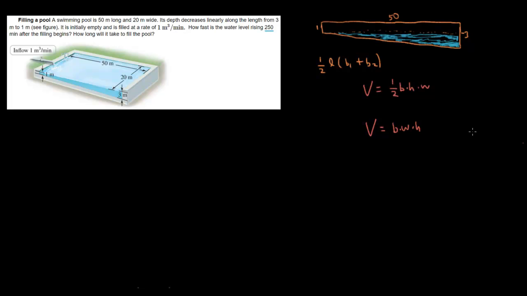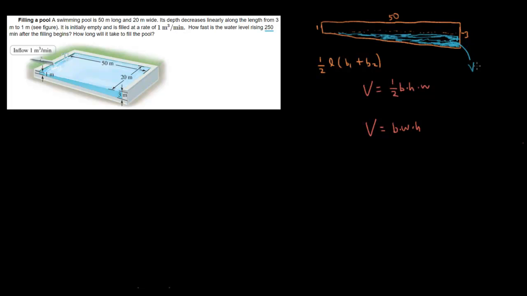Well, at 250 minutes, we are filling the pool at 1 cubic meter per minute. So at 250 minutes, we've put 250 cubic meters of water in the pool. So where would we be at 250 cubic meters of water? How do we figure out if we're above or below that 3 meter mark? Well, let's see what the volume would be if you fill that entire triangular area with water.